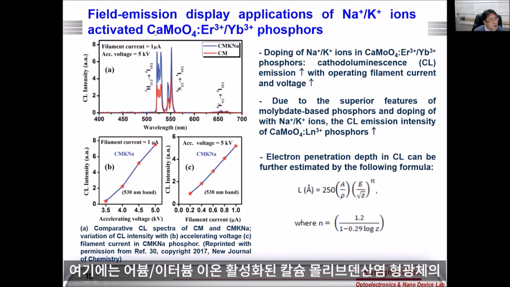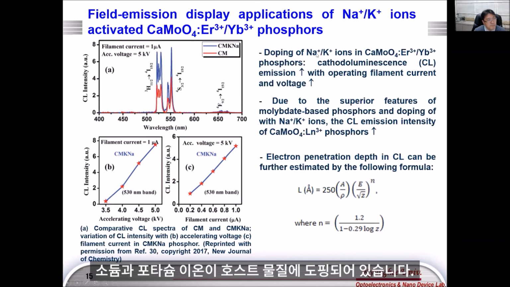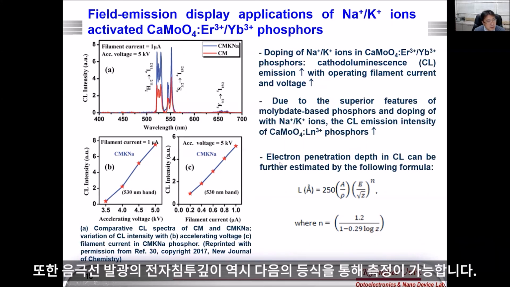This one is the calcium molybdate phosphor for the field emission display application, doping of sodium and potassium ions in this host material. The CL emission intensity is increased with increasing the operating filament current and voltage. Also, the electron penetration depths in CL can be estimated by the following equation.